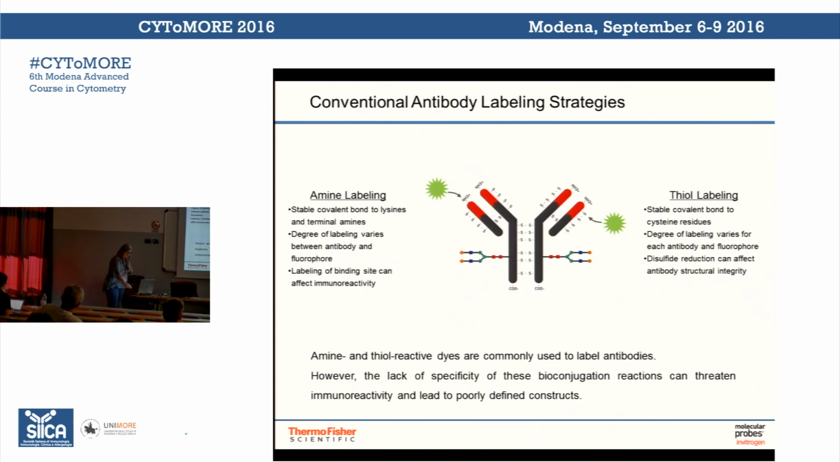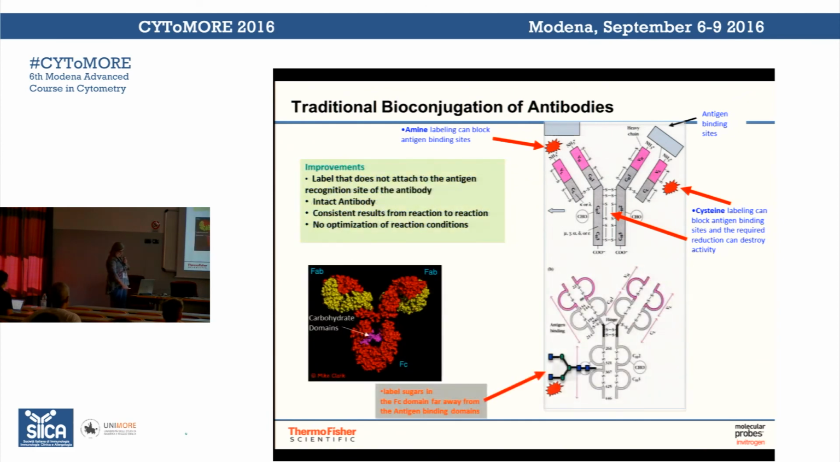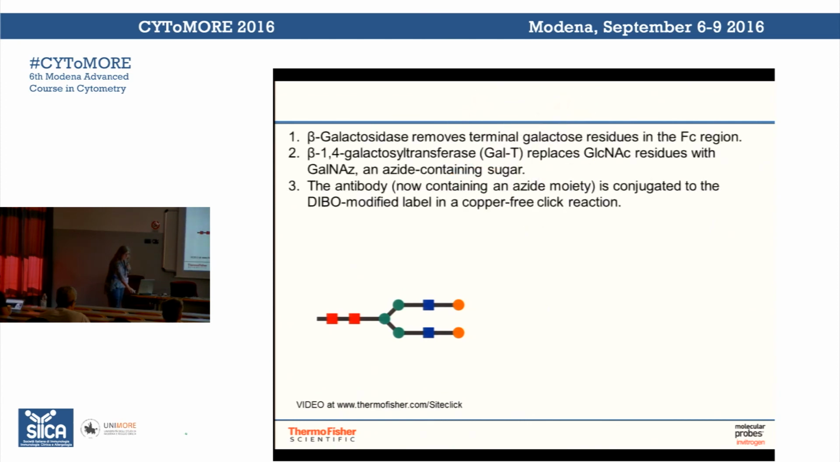So what we've done is developed a method using click chemistry for a site-specific labeling of the antibody. And this is looking to label the carbohydrate domains here in the Fc region of the antibody, which is far away from the antibody binding sites. So I'll describe what this is, and of course this is the antibody, and these are the carbohydrate groups that are coming off of that.